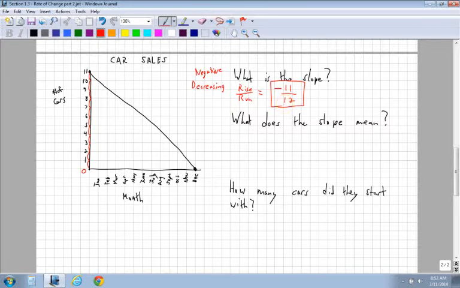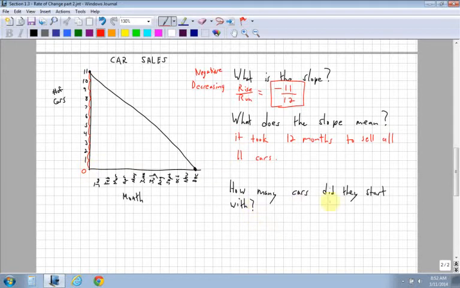What does that mean? Well, the slope in this case means that it took 12 months to sell all 11 cars. Or he sold 11 cars in 12 months. Either way, it's a good way to write it. So the slope is my rise over my run, which was negative 11 because it went down to get to this point, over 12 to get to this point. So positive 12, negative 11. And the slope means that it took 12 months to sell all of his stock, all of his 11 cars.